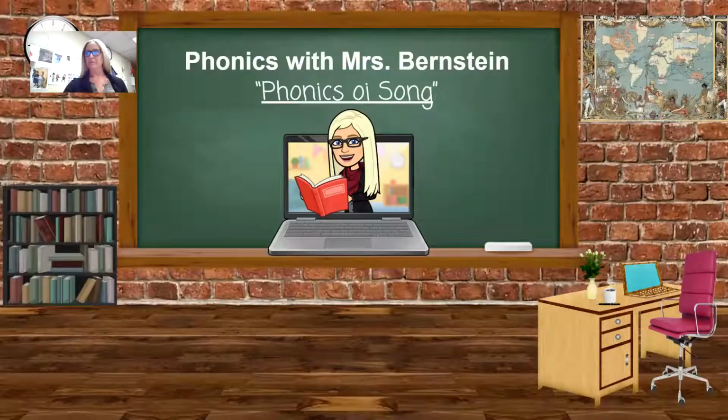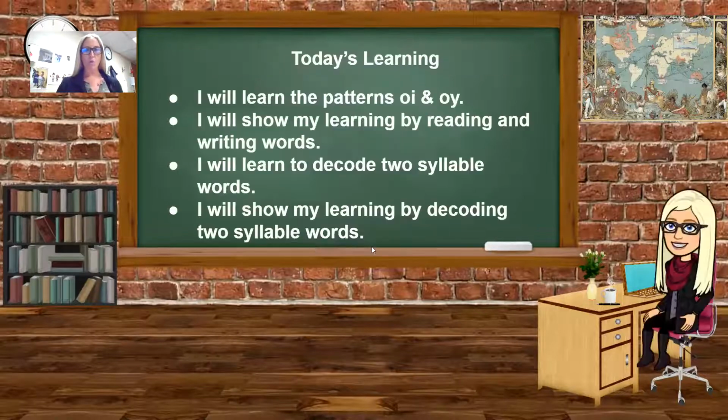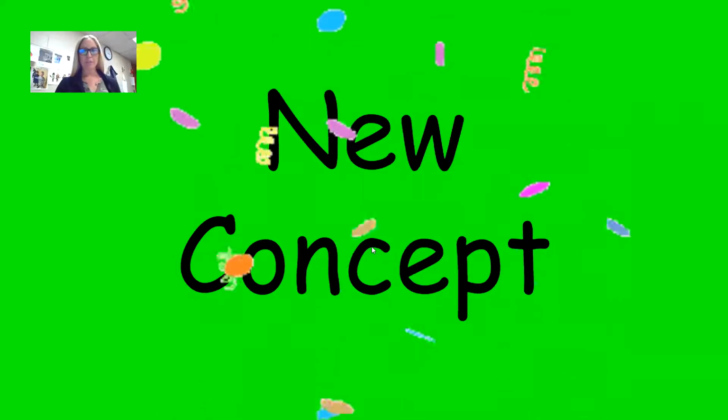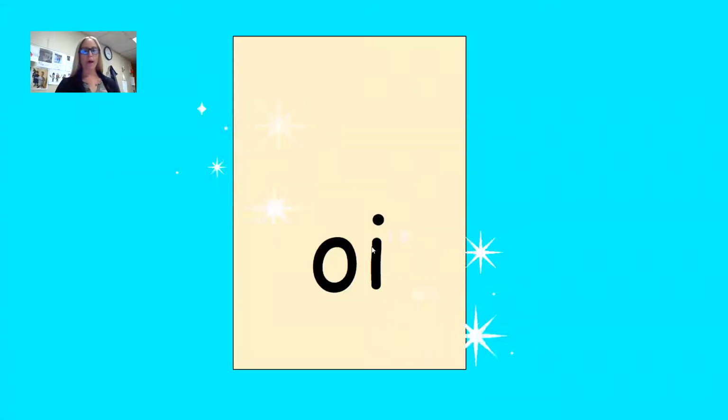All right, first grade friends, it's Tuesday. We're still working on the OI and OY. So let's take a look. This week's new concept, OI. OI is a vowel team, and it says oi. We're also working with OY, another vowel team, and it says oi.